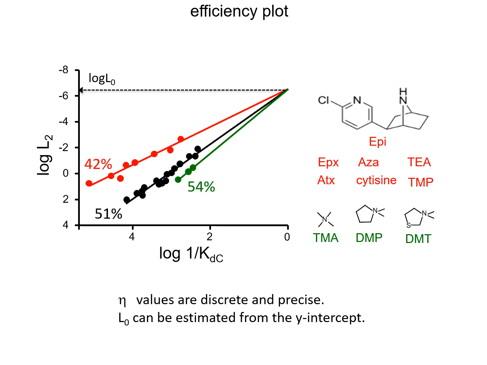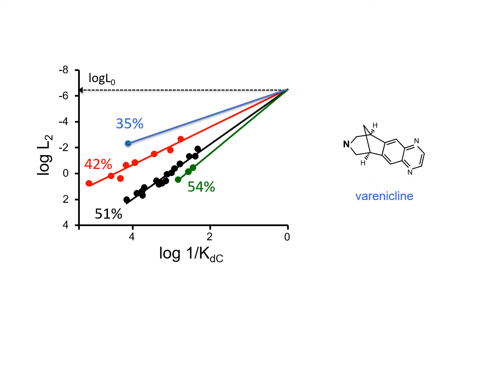You don't have to know anything in advance. These are 2 easily measured things from the dose-response curve, KDC and L2. You don't need L0. It comes out of the analysis, as long as you have several agonists that have the same efficiency. So that's 19 agonists. I told you we did 20. So this was the 20th. It was an outlier. Varenicline, which is a smoking cessation drug known as Chantix, did not fall on any of those 3 lines. It was off the curve. And when we use the same L0, we calculate that agonist has an efficiency of 35%.